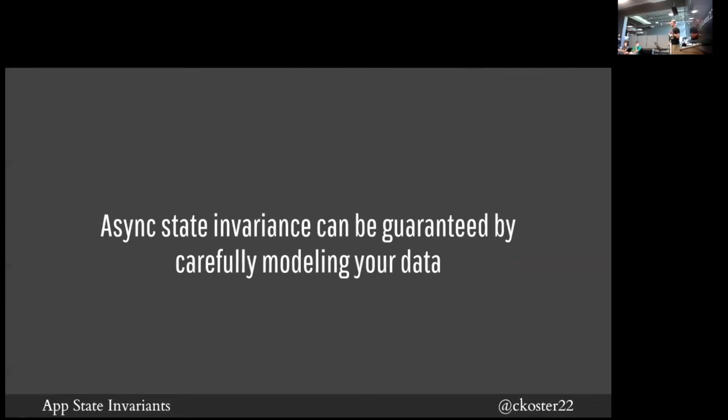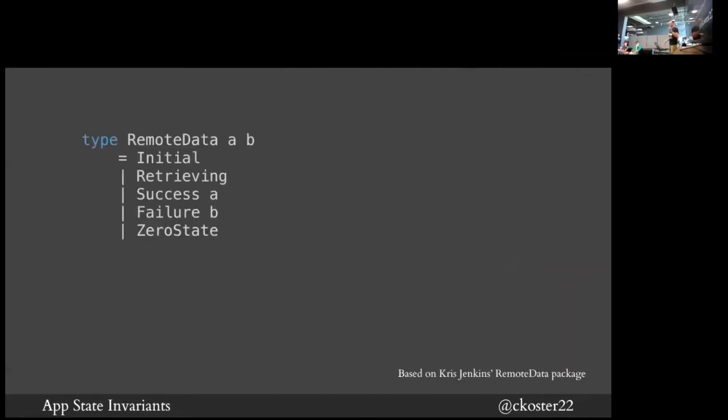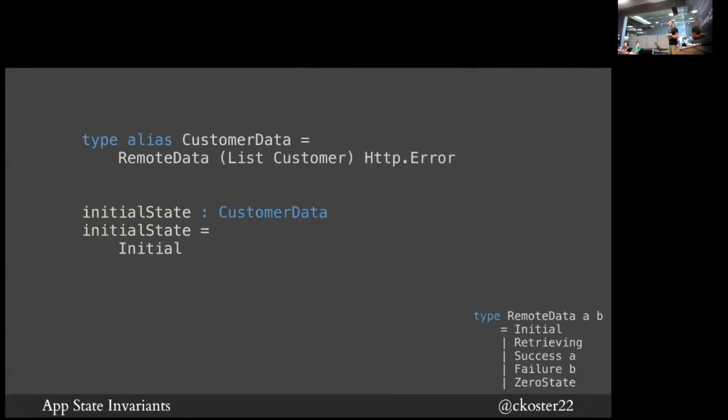We can get async state invariance by carefully modeling our data, by spending a little bit more time, an hour, another two hours, thinking about how to model our data. Here's one way to do that. This is called a union type. This type allows me to enumerate five different values, and these values map one-to-one to the five asynchronous states that I care about. The success and failure states are parameterized, so they contain a payload. This will be the data that we care about. So now the question is, I have customer data, I know it's asynchronous. How do I model this data? Well, I use my remote data type.